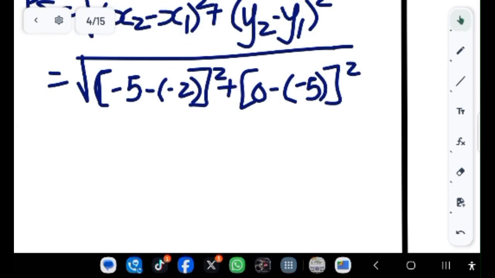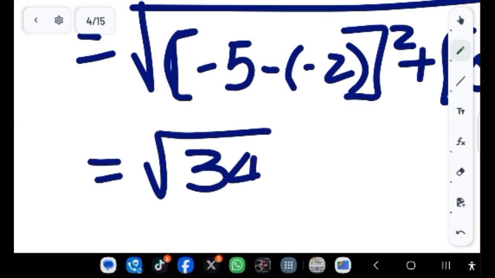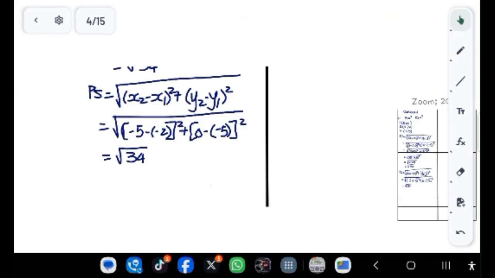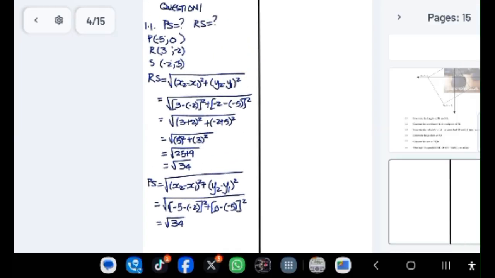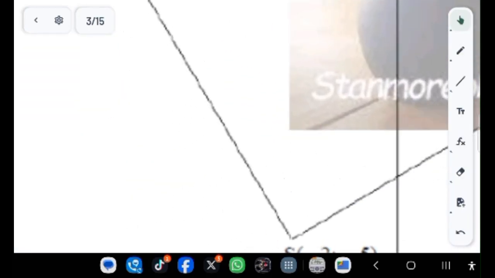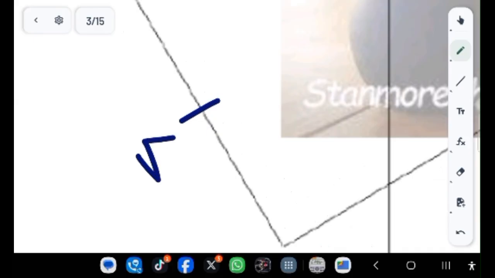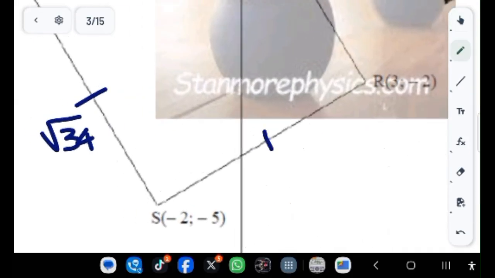And that's the shortcut way of calculating the same thing, which I recommend. Just don't make mistakes because you could end up getting the answer wrong. So we've got RS and PS are equal, both equal to square root of 34. That is also square root of 34.